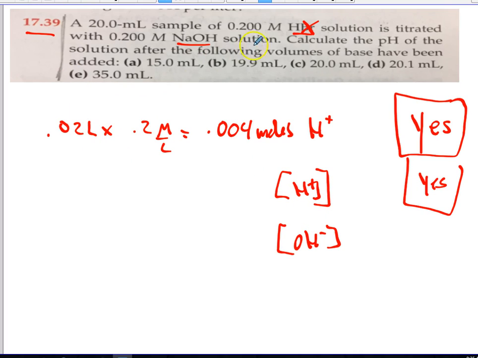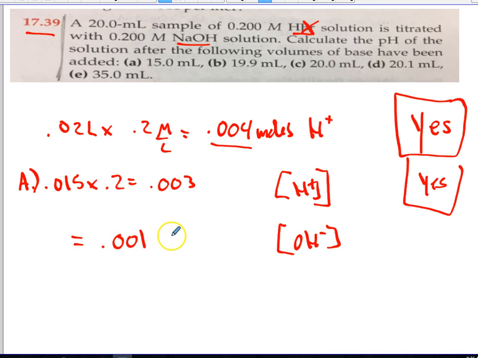So here we go. In A, we add 15 milliliters of this. I'm going to take 0.015 times 0.2, and I get 0.003. Everyone with me on where I got that value? Okay, so for A, I subtract from this. You're always doing the math based on this. So 0.004 minus 0.003 equals 0.001 of what? Which one's excess? H plus. So I just take the negative log of that, and my pH equals 3.